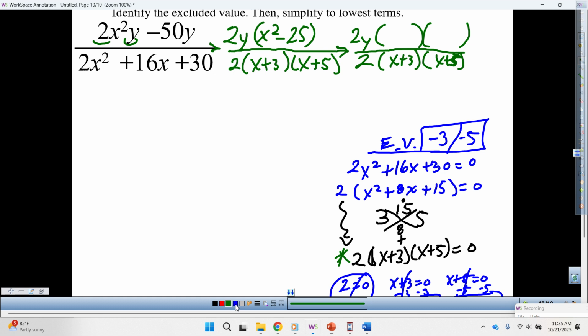All right, let's see. It's a binomial, yes. Subtraction, yes. So square root of x squared is x times x. Square root of 25 is 5 and 5. One of them positive and the other one negative. And what are our giant ones? Tell your neighbor, giant ones. The 2, yeah, because there's multiplication here and here, so the 2. And what else? X plus 5. So that leaves us with y times x minus 5 over x plus 3.